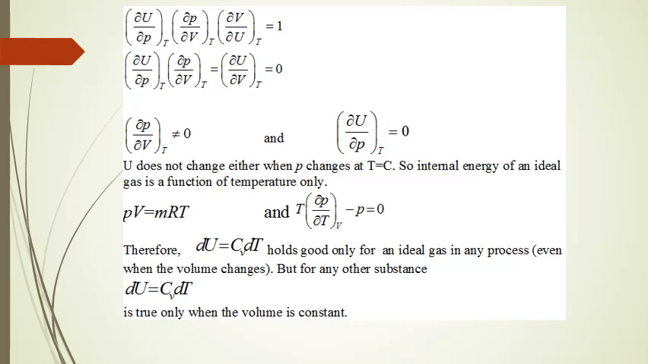Now PV is equal to mRT and T into del P upon del T when V is constant, minus P, is equal to 0, as we have proved on the previous slides. So we can say dU is equal to CvdT holds good only for an ideal gas in any process, even when the volume is changing. But for the other substances, dU is equal to CvdT is true only when volume is constant.